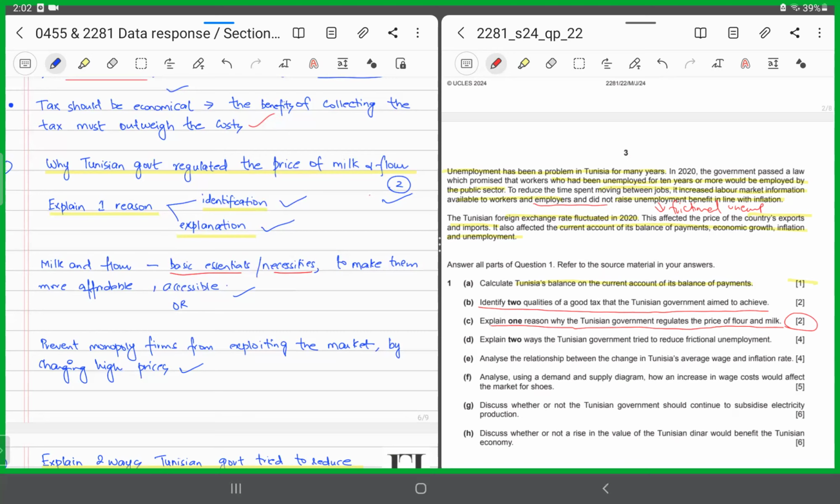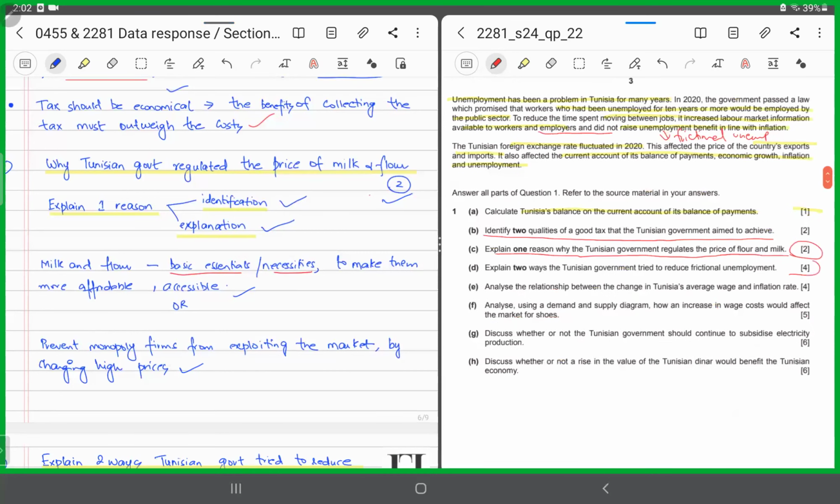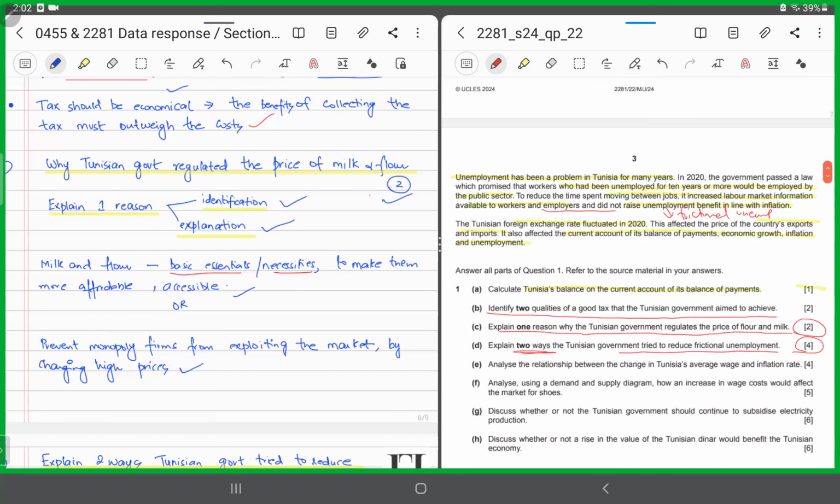All right? Part D. Part D is a 4-mark question. It's asking us to explain 2 ways the Tunisian government tried to reduce frictional unemployment. Now, again, examiners were of the view that a lot of candidates had mentioned that the Tunisian government intended to employ workers who were unemployed for more than 10 years. So now 10 years is not frictional unemployment. 10 years would refer to structural unemployment, right?